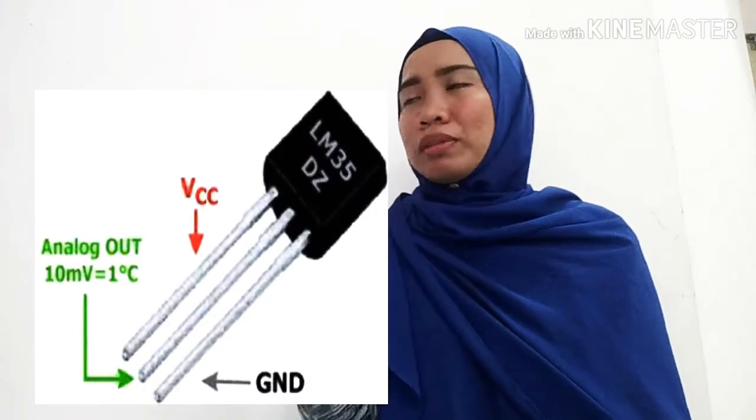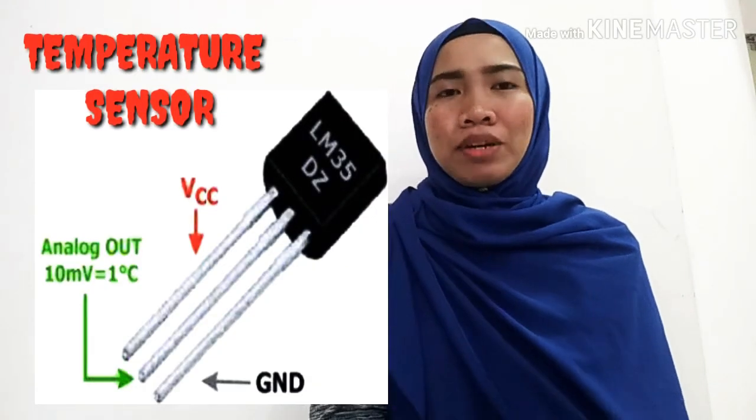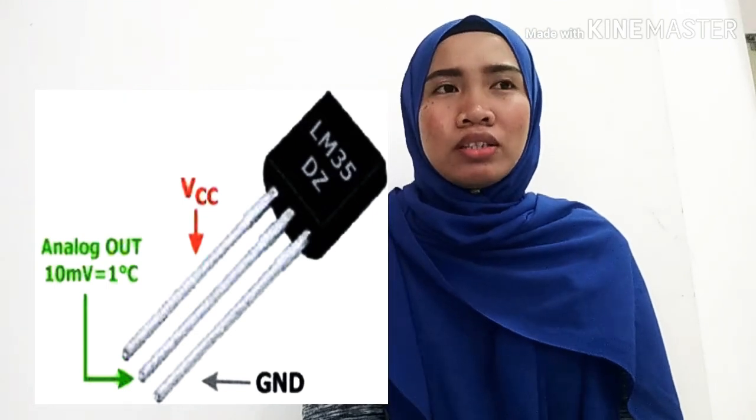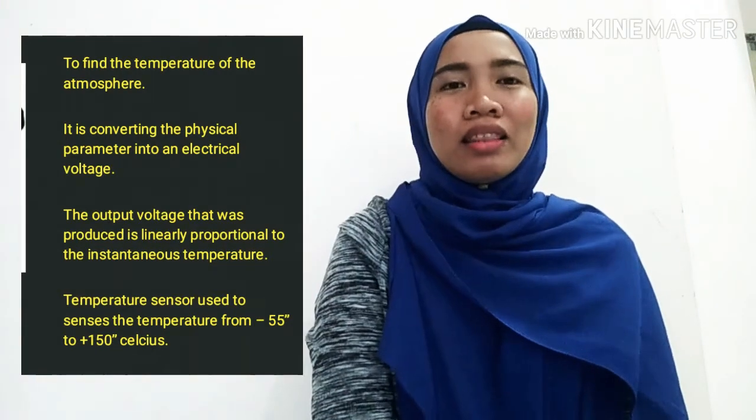As you can see from the picture, this is the temperature sensor. The function of the temperature sensor is to find the temperature of the atmosphere. Thus, it will convert the physical parameter into an electrical voltage. The output voltage produced by the temperature sensor is linearly proportional to the instantaneous temperature.